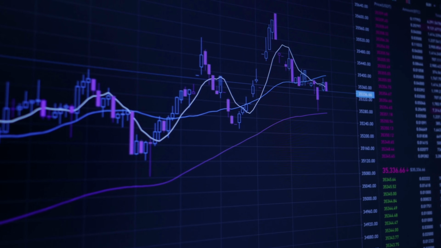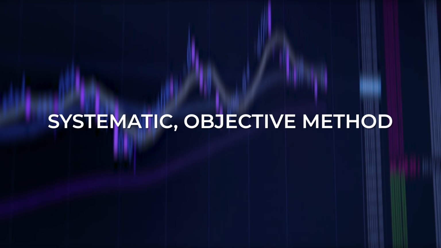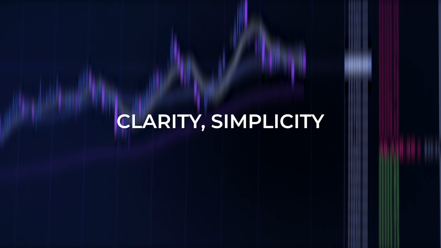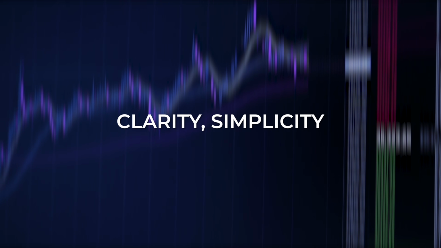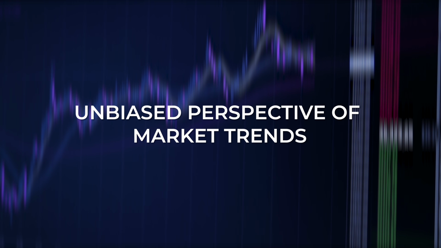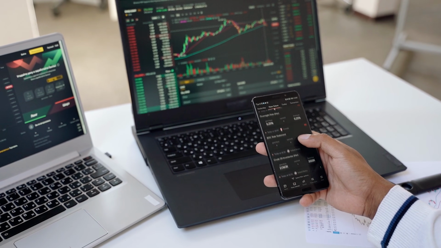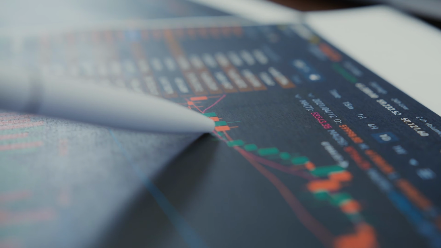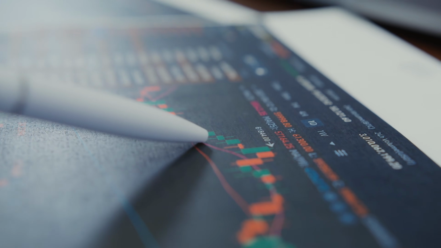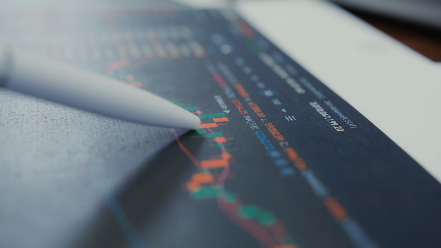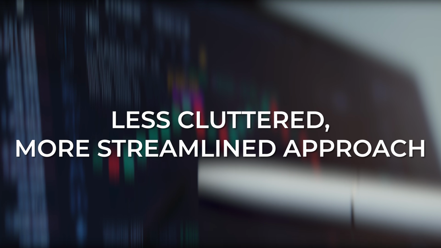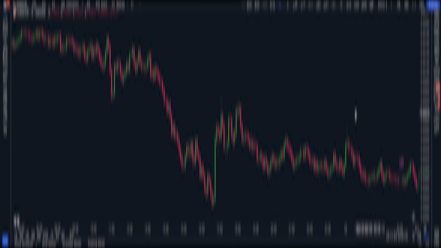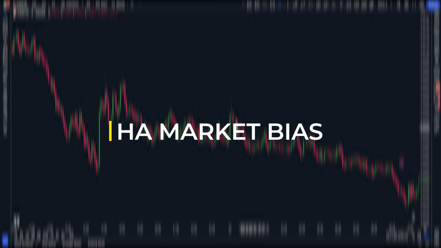To avoid this, we're going to use a more systematic, objective method, a unique indicator that takes the guesswork out of your trading strategy. It provides clarity, simplicity, and more importantly, an unbiased perspective of market trends. In no way am I saying that using an indicator is the perfect way to do it, because most of the time, indicators lag a lot. However, when used wisely and understood properly, indicators can offer a less cluttered, more streamlined approach to identifying trends in the market. Now, this indicator is called HA Market Bias.